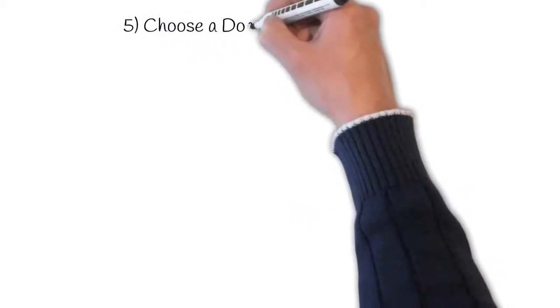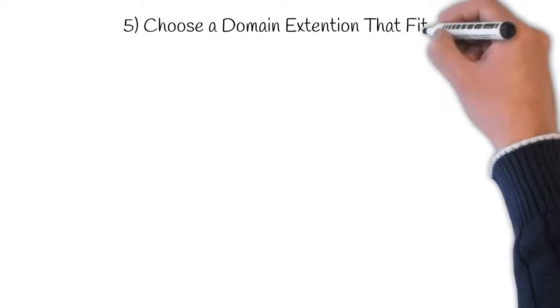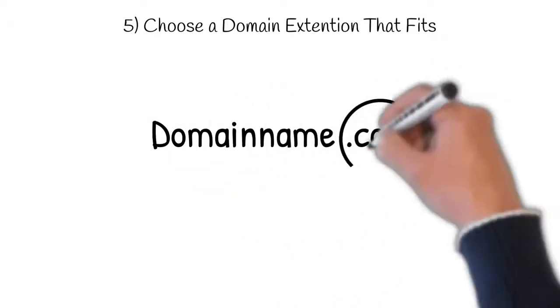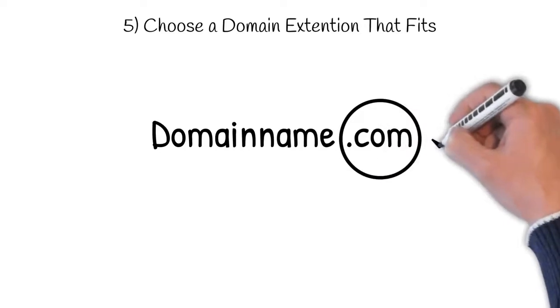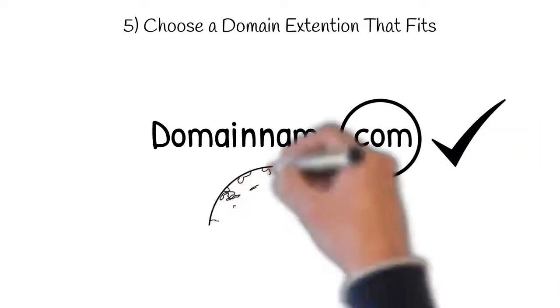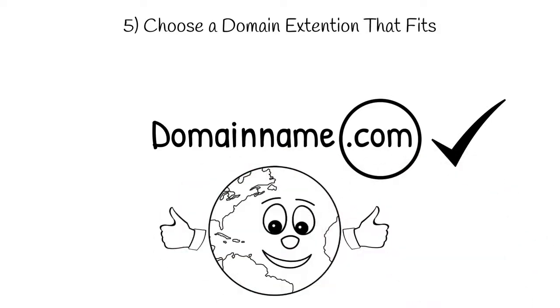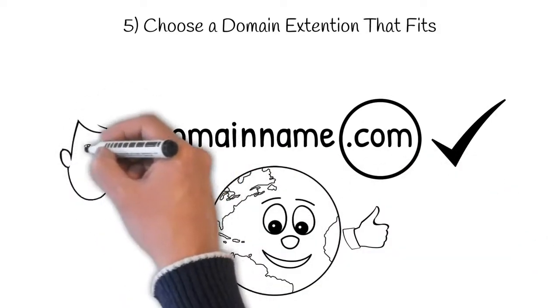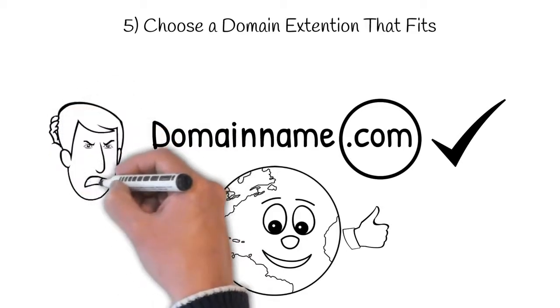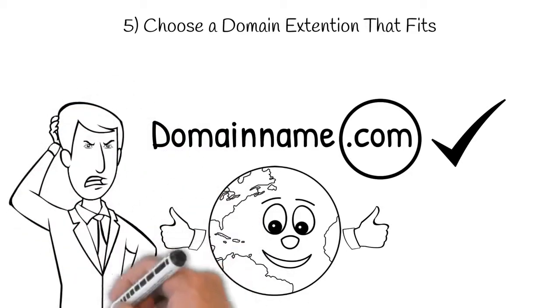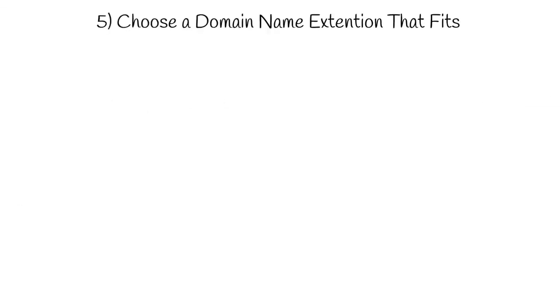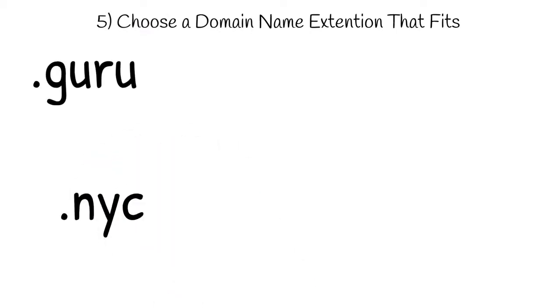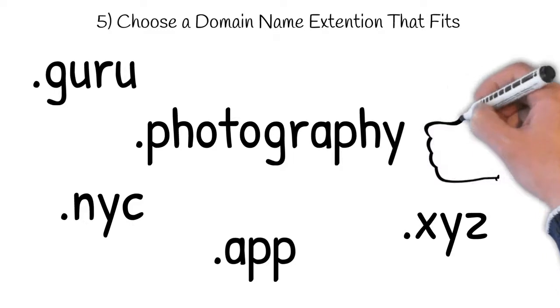The fifth step is to choose a domain name extension that fits your business. Domain extension is the part of the domain name following the dot. If you can get .com, go for it. It is the most widely used extension, but it has also been around so long. As a result, getting a short memorable name that ends with .com can be a challenge. There are new generic top level domains like .guru, .nyc, .photography, .app, .xyz that offer a great opportunity to register short and highly relevant names.